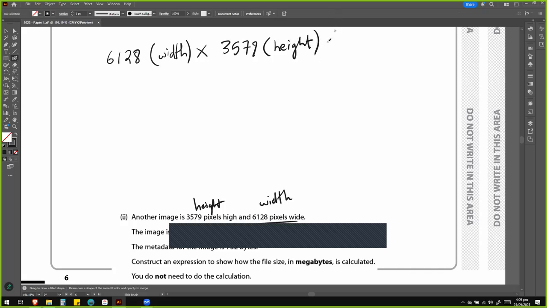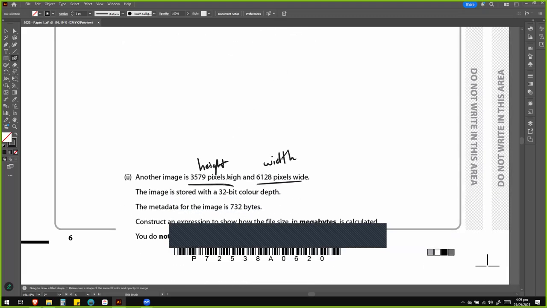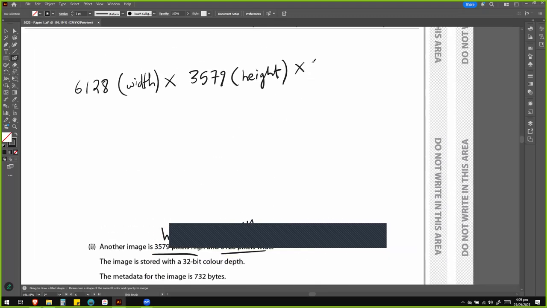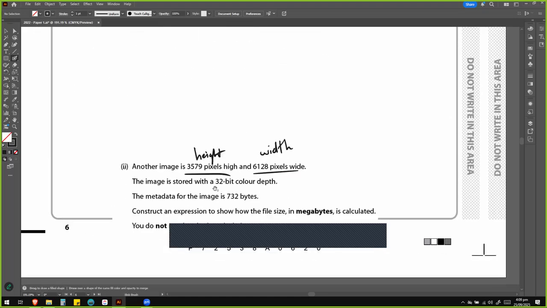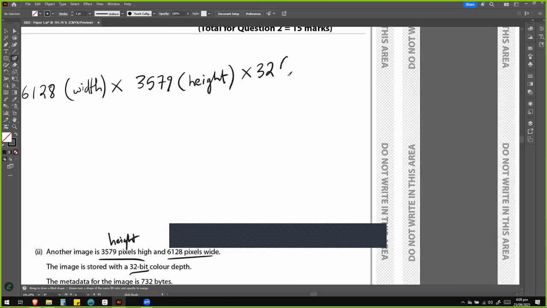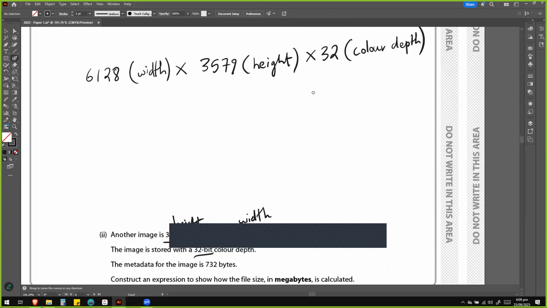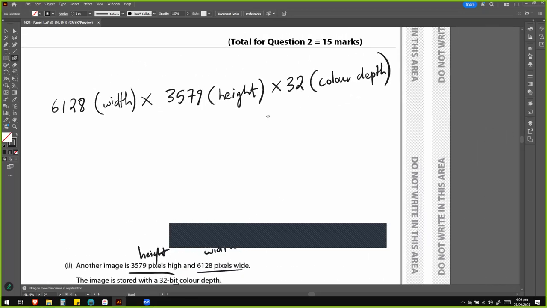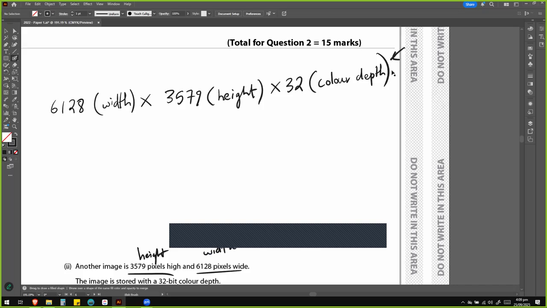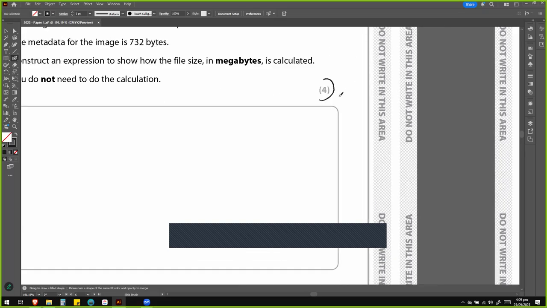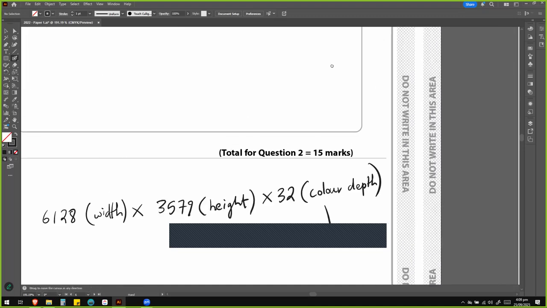Okay. Then we have the bit color depth. We're going to have to put that in as well. So we'll multiply that by 32. It says 32 bit color depth. So we'll just put 32 in here and we'll say color depth. Okay. So now we have this major expression. And if you've built this expression up till this point, you would get 1 mark in your exam. And again, the question is for 4 marks. So you would get the 1 mark right here.